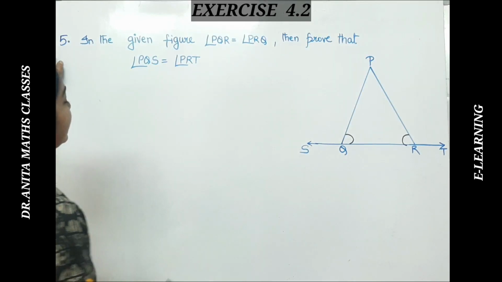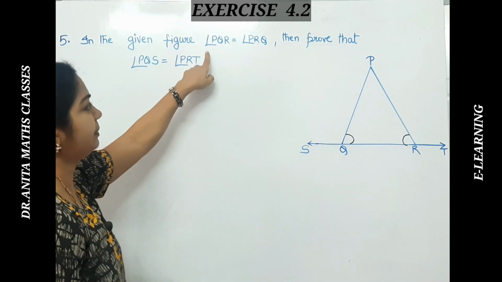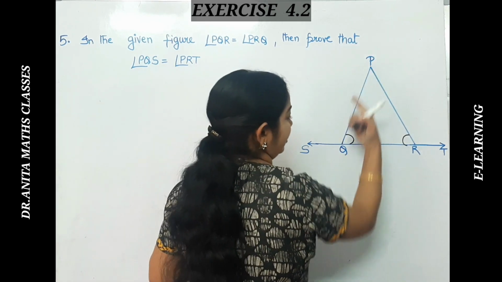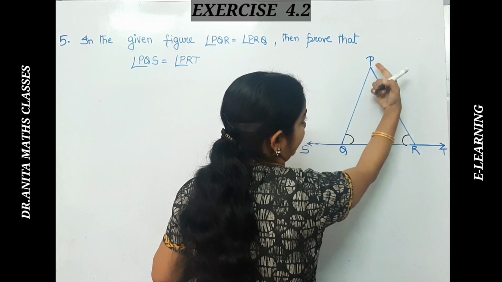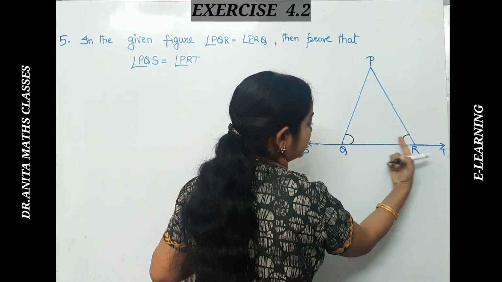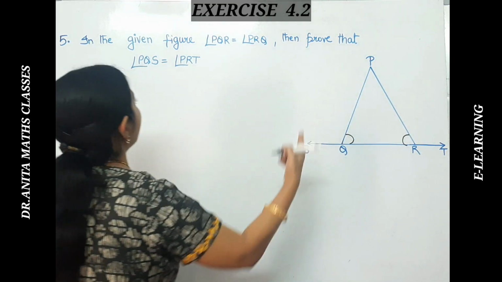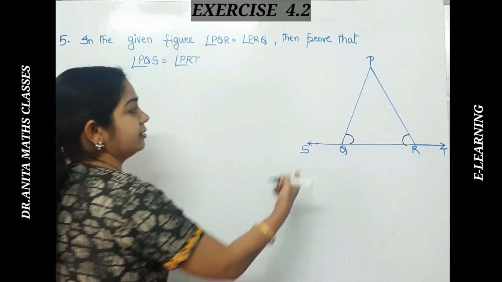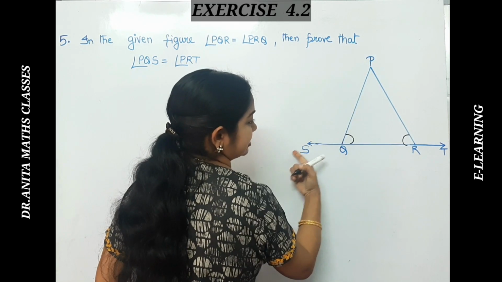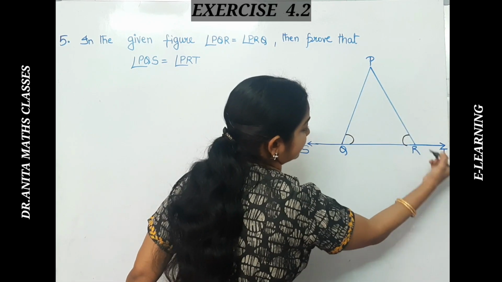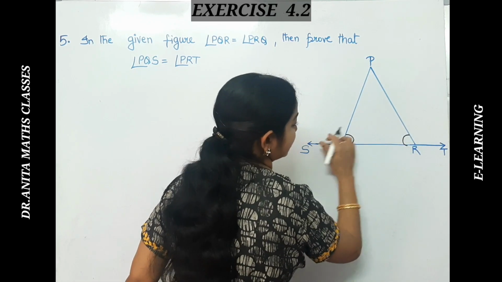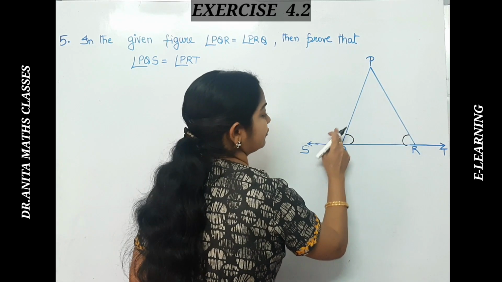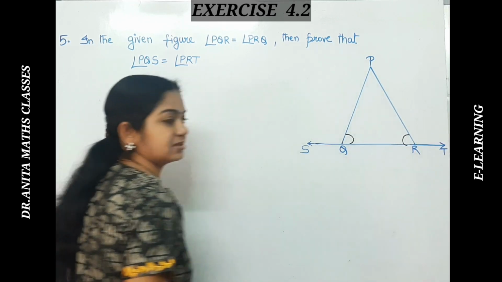Here the fifth one: in the given figure, angle PQR is equal to angle PRQ. Angle PQR, this angle, and angle PRQ, this angle. These two angles are equal, given. Then prove that angle PQS is equal to angle PRT. We have to prove these two angles equal. Given these two angles are equal, we have to prove these two exterior angles equal.